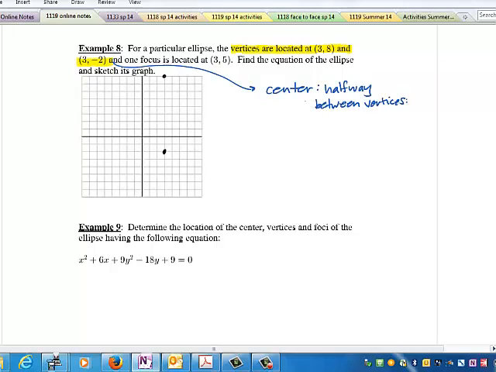In this case, since those are, let's see, what, 10 apart vertically, the middle would be just 5 down from the top. 1, 2, 3, 4, 5. So that would be, what, 3, 3? So the center is 3, 3. And we can also tell from that information that the major axis is vertical.